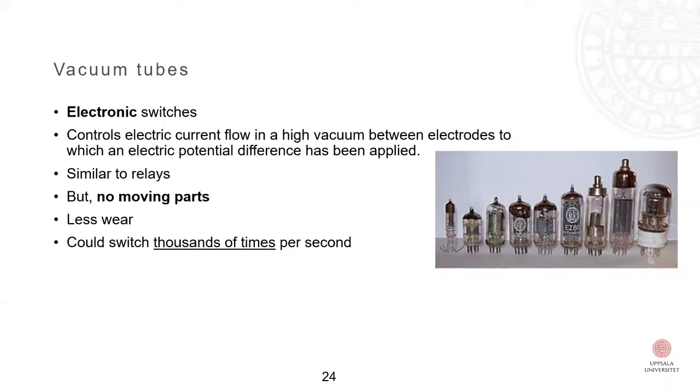So for this reason, they have less wear, and they could switch between on and off state, or open and shut state, thousands of times per second. Compare it with relays that could just switch like 50 times per second. This is amazing. So they got much faster. So these are the reasons why computers, for example, got faster over time.